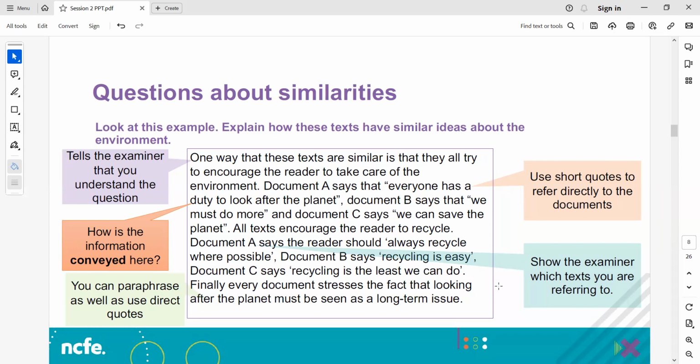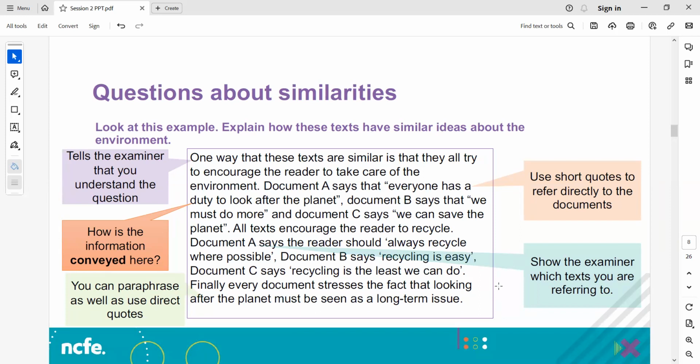As I mentioned previously, you need to show the examiner which text you're referring to. So if you just put a quote in, but without adding document A, document B, document C, and so on, then it's not going to get the marks in the same way, because how do we know you've not just made that up? You need to write which document you've taken that quote from. And all of these things are how you're building up your marks when you're answering the question.